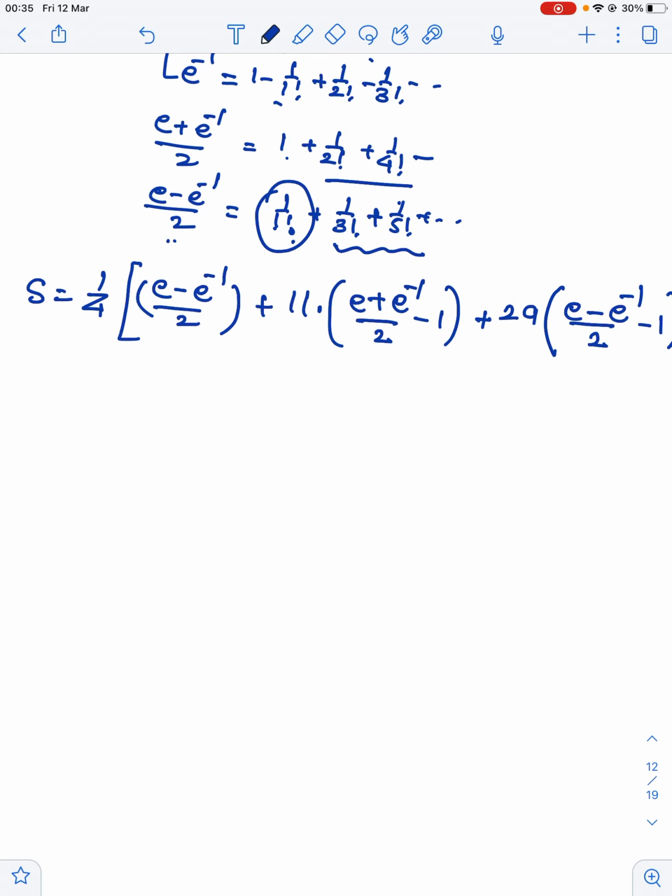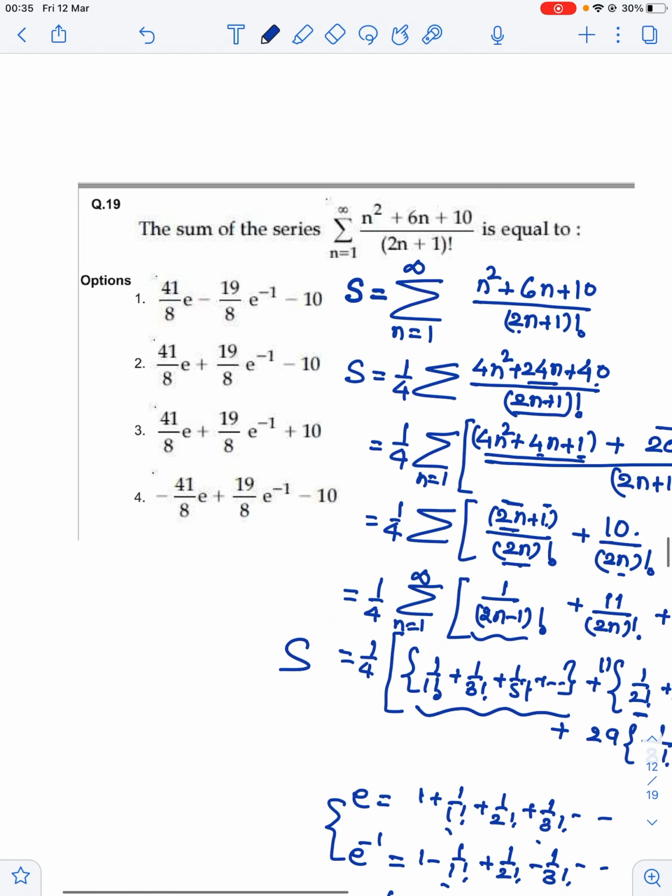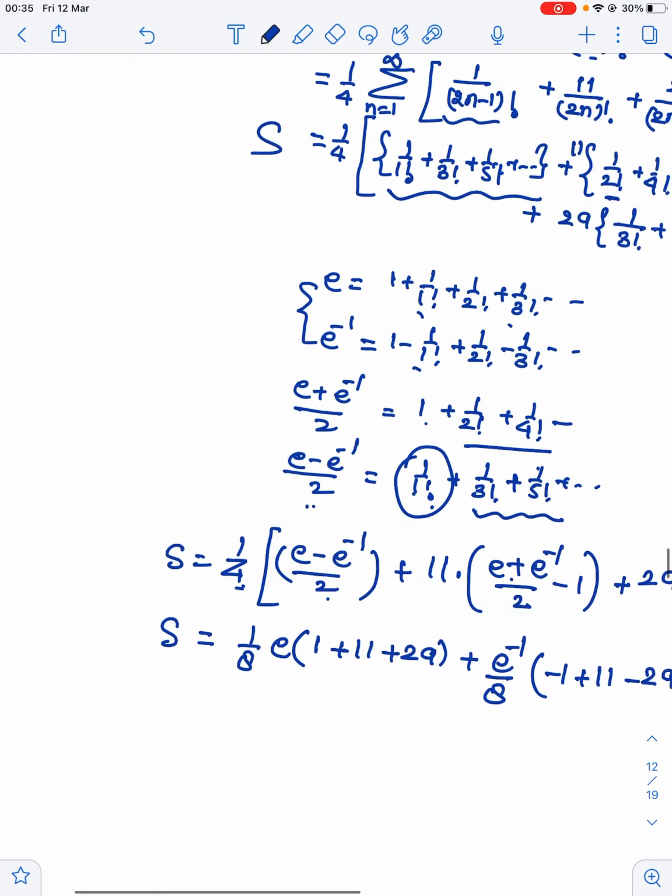So if I collect the coefficients of e and e to the power minus 1, and this 4 is also there, 2 is also there, so 1 by 8 is common. The coefficient of e is 1 plus 11 plus 29, while the coefficient of e to the power minus 1 by 8 is minus 1 plus 11 minus 29, and the pure constant term is 1 upon 4 times outside minus 11 minus 29. That turns out to be the first option, 41 by 8, 19 by 8 and minus 10.